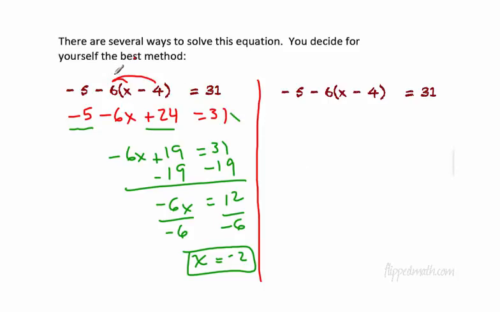That was using the distributive property first. That was the first step. Alright, now check this out. I'm going to do this one a different way, and this is probably how I would do it. If I were solving this off to the side somewhere, I had to solve an equation, I would probably get rid of that 5 first.